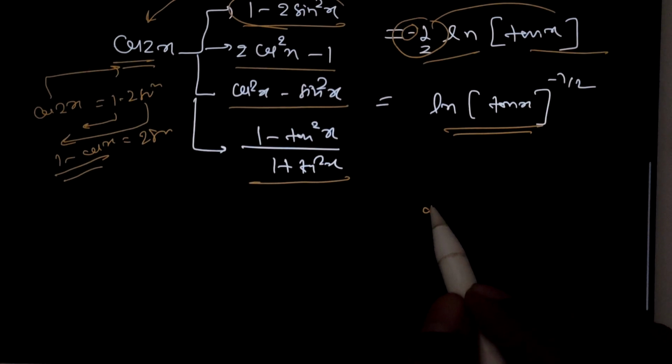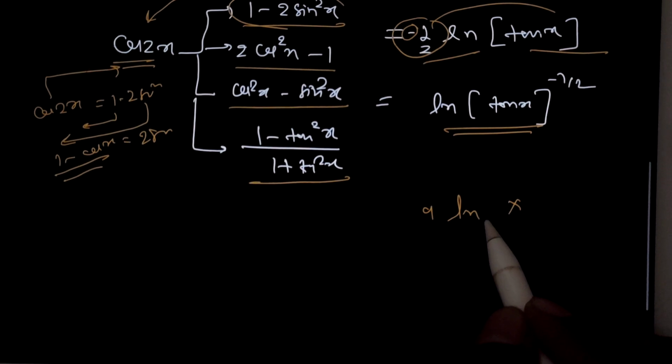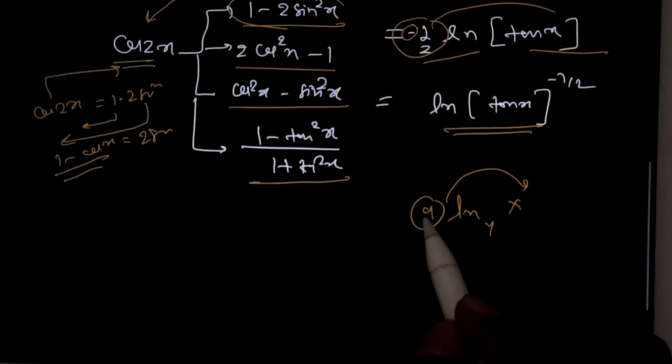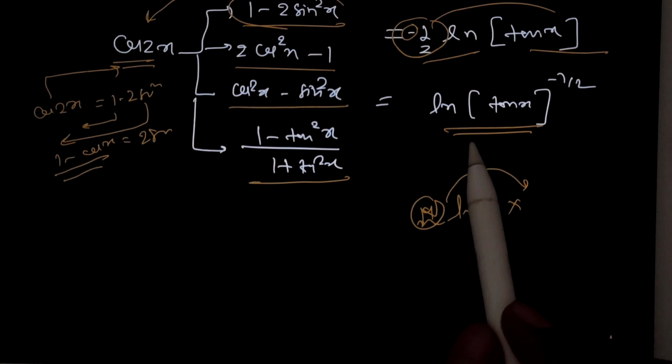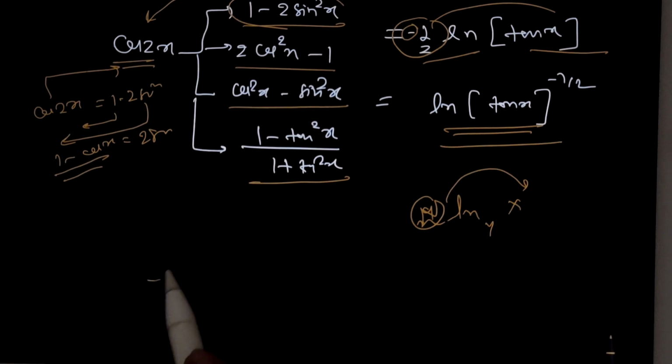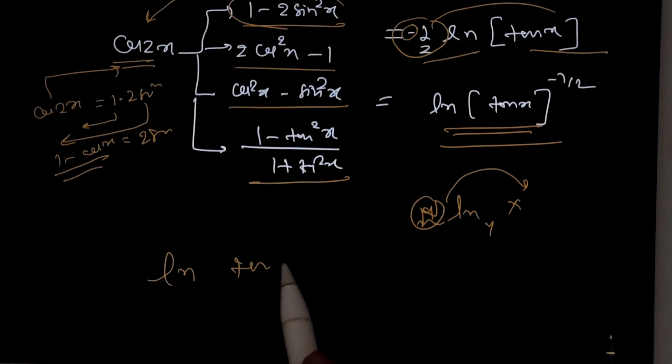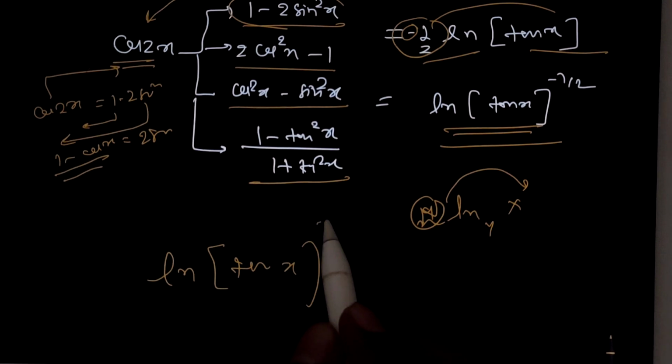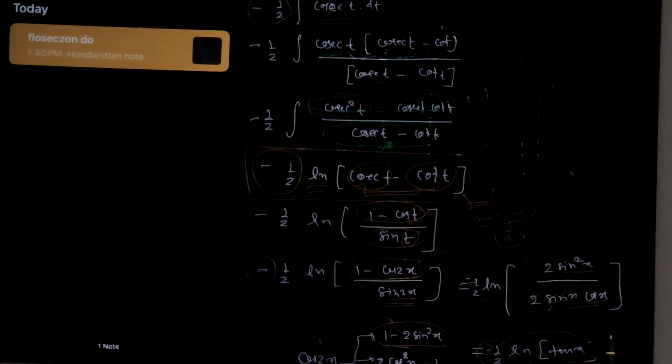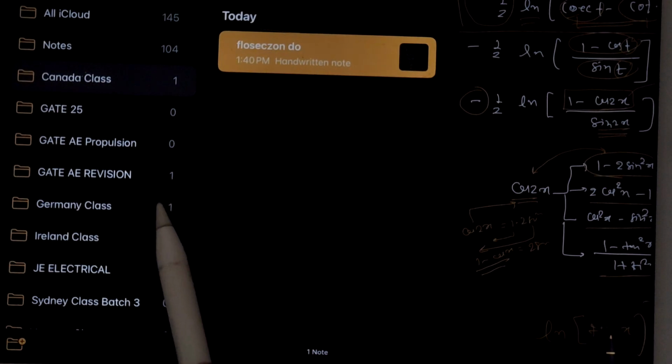You know, right? a ln x base y, so this a you can put here as a power, it can be n, it can be m, anything. So finally what I'm getting is ln of tan x, and this whole power I'm getting is minus 1 by 2. So I'm going back to my main question.